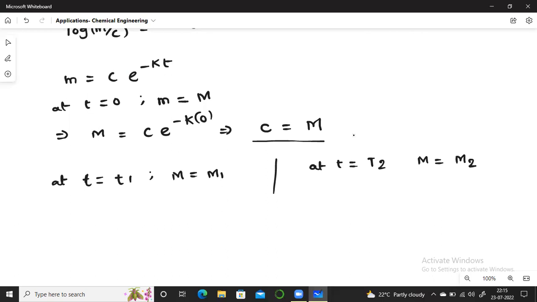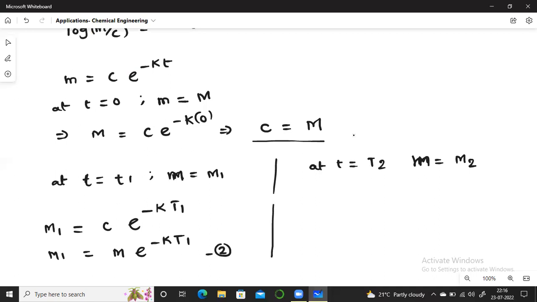So at t is equal to t1, it means small m is equal to how much? Capital M1. Actually this is small m. Here also it is small m. So from equation 1, m is equal to m1 is equal to c into e to the power minus kt, where t is equal to capital T1. So m1 is equal to capital C, nothing but capital M, into e to the power minus k T1. Let me take this as equation 2.